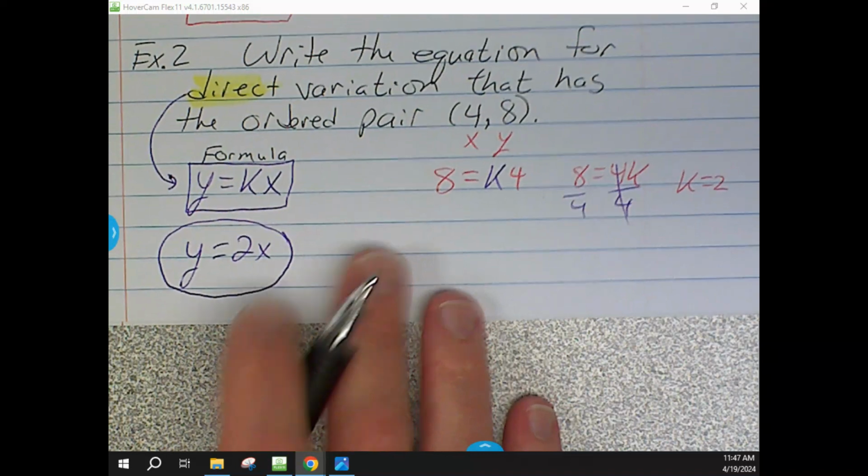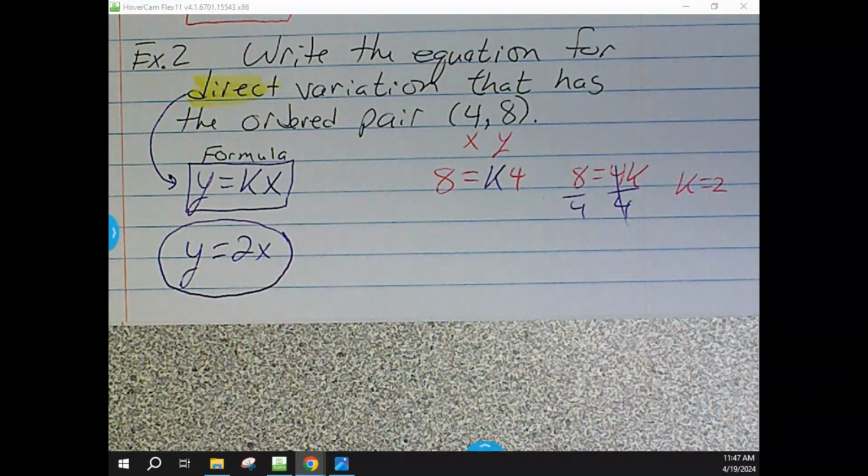Okay, so still the same setup. You still take whatever the first ordered pair they give to you. You still plug it in the equation to figure out what your k value is. And sometimes they may just ask for the equation. So if they ask for just the equation, that's here. Now, this would be like a 2a and a 2b.